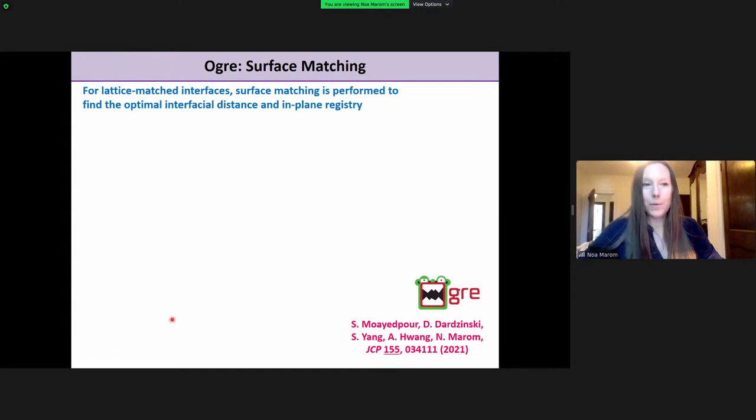So what we do next is what we call surface matching. Even if you have a domain matched, lattice matched interface, there's still the question of the interfacial distance in the z direction between the substrate and film, and also the in-plane registry between the substrate and film that need to be optimized.